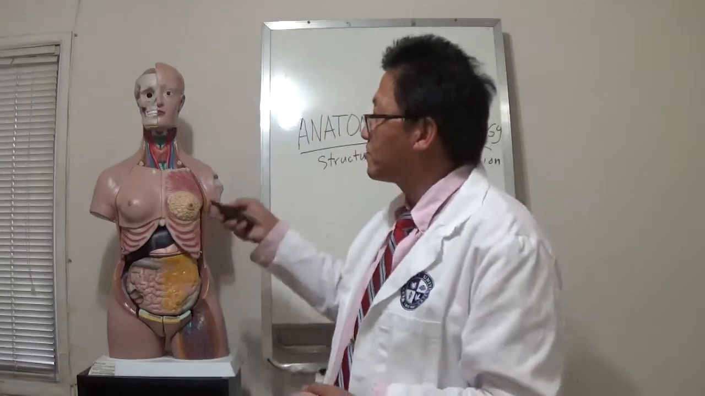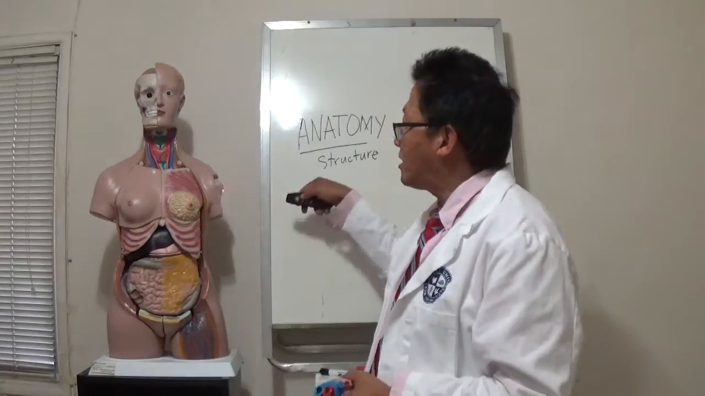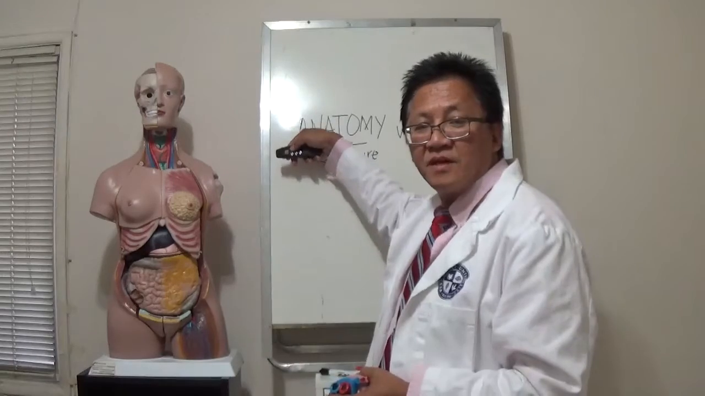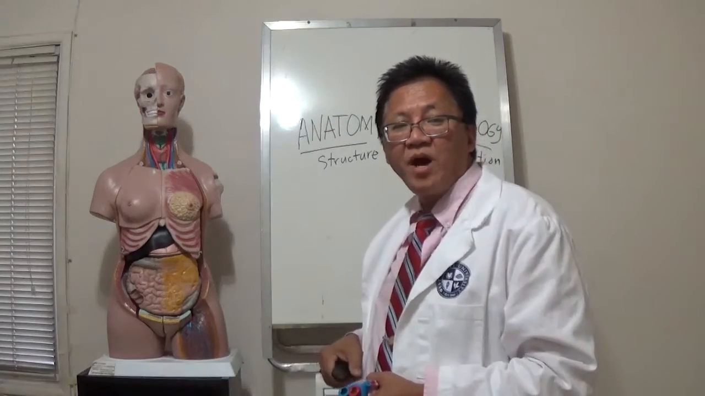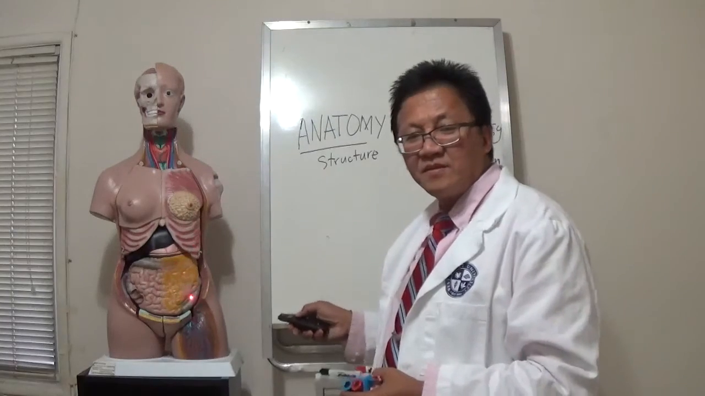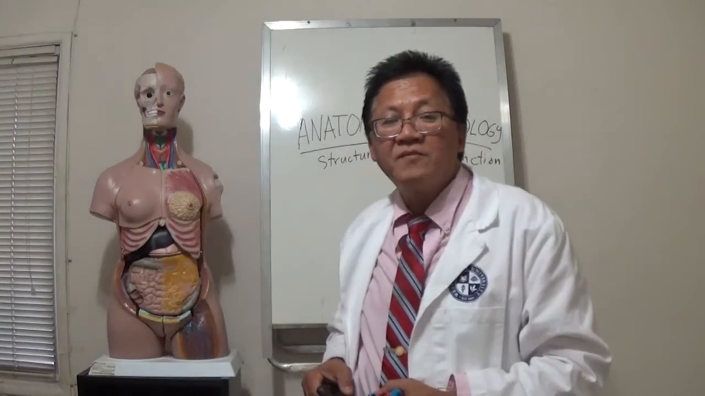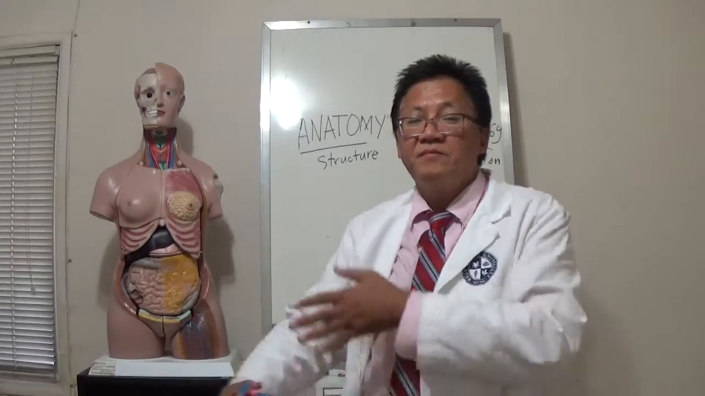For example, if we say anterior, what does anterior mean? Anterior means front. What about posterior? Posterior means at the back. Okay? What about superior? Superior means on top. What about inferior? Inferior means below. Okay? What about if we say proximal?